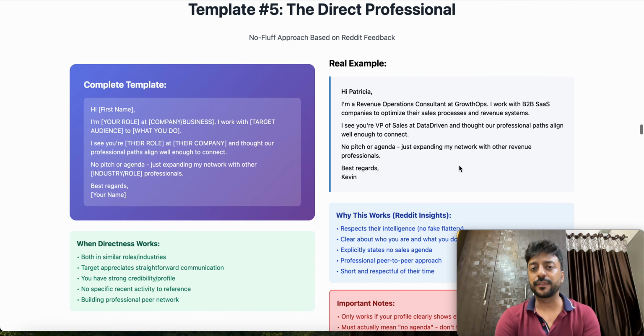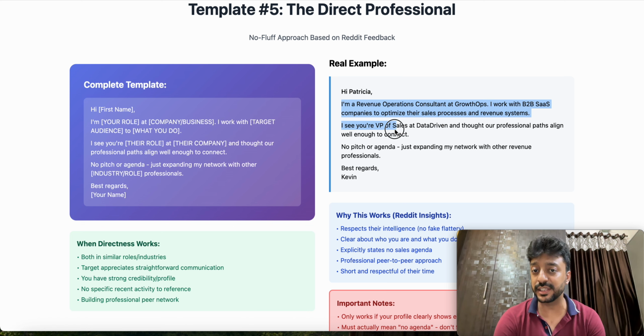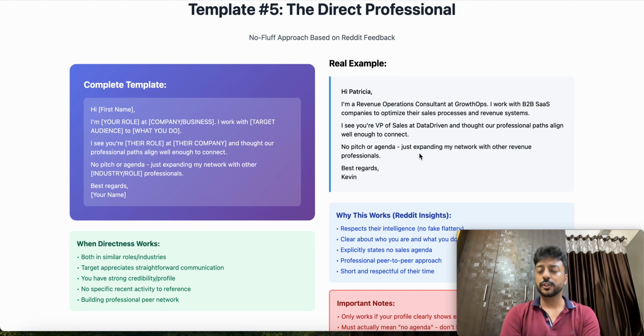Then another example is the direct professional approach, where you can say, "Hi Patricia, I'm a revenue operations consultant at Growth Ops. I work with B2B SaaS companies to optimize their sales process and revenue systems. I see you're VP of sales at Data Driven and thought our professional paths aligned well enough to connect. No pitch or agenda, just expanding my network with other revenue professionals." So this is quite straightforward, but at least it's better than the previous one, where we say that I just want to grow my network.